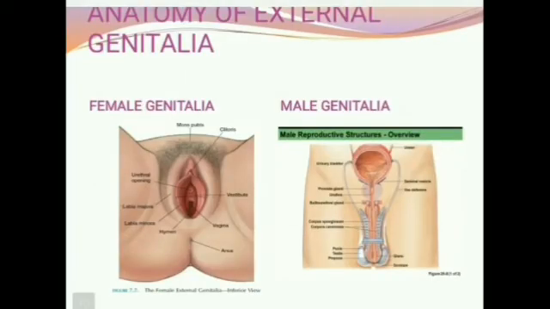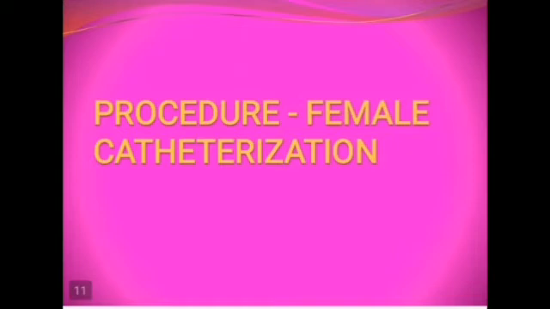Anatomy of external genitalia of female and male. In female, the catheter would be inserted through the urethral opening. The urethral opening is present in the vestibule above the vaginal opening. And in male, the catheter would be inserted through the urethral meatus. Now we will show the video demonstration of female catheterization.